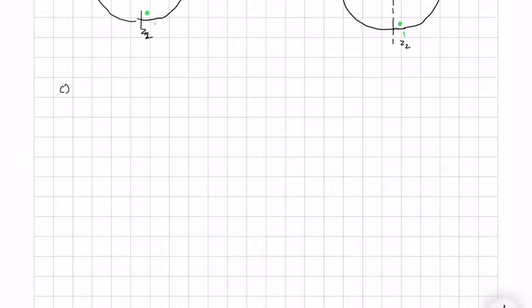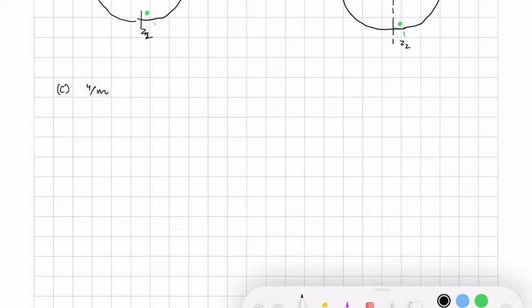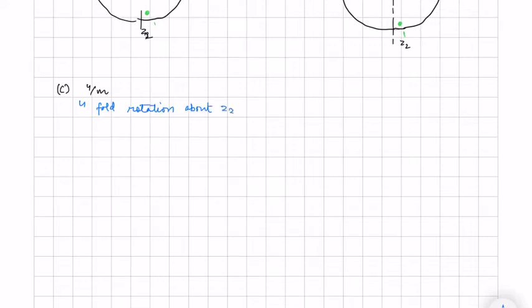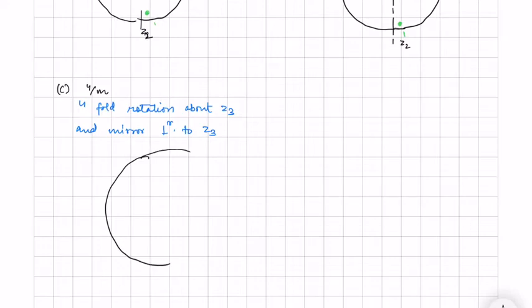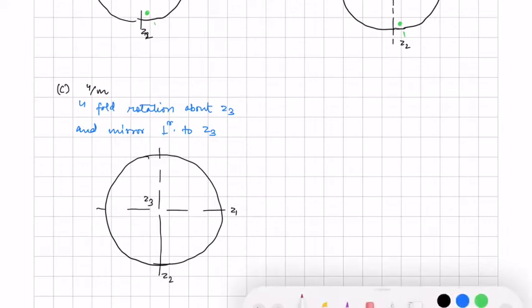Now the third point group is 4 by M. That is a 4 fold rotation about Z3 and mirror about the plane perpendicular to Z3. So this is 4 fold rotation about Z3 and mirror perpendicular to Z3. Okay, so Z1, Z2, Z3, a 4-fold rotation and a mirror perpendicular to Z3, so it will be this.